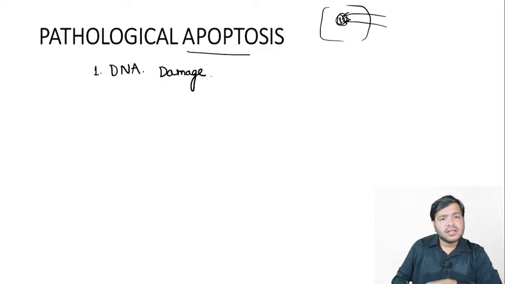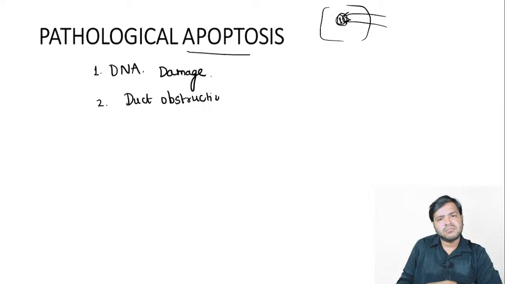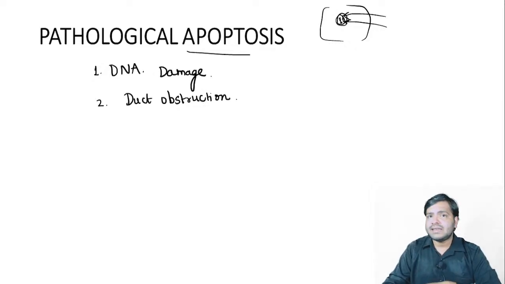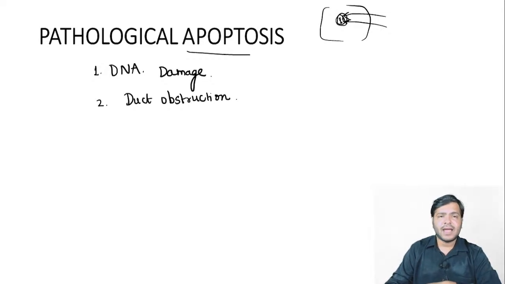Apart from that, coming on to the next example, okay, that is the duct obstruction. Now you know that we have several ducts in salivary glands. Watson's duct is there. In pancreas, hepatobiliary duct is there. Now if there is any duct obstruction, okay, due to atrophy of the cells, so ultimately what will happen? The pathological apoptosis. Okay.